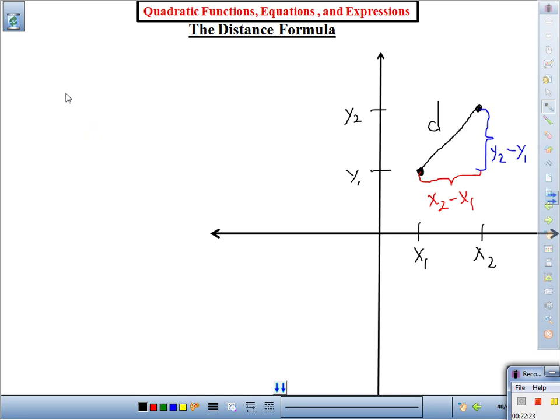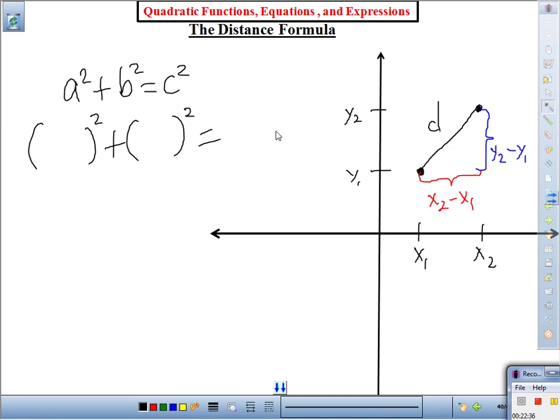All right, so now we can use our Pythagorean theorem. A squared plus b squared equals c squared. But instead of a, and instead of b, and instead of c, what am I going to write for c, everyone? Very good, d, because that's the distance. What am I going to write for a?